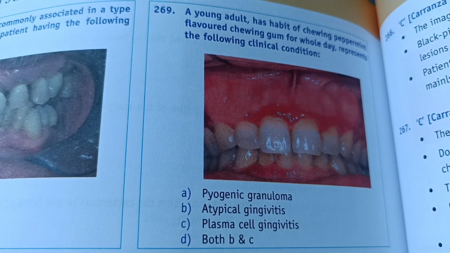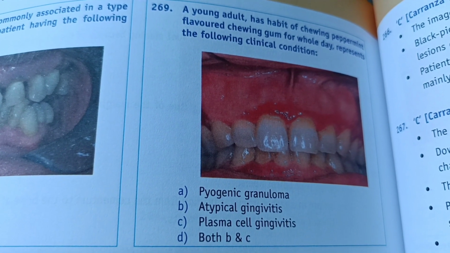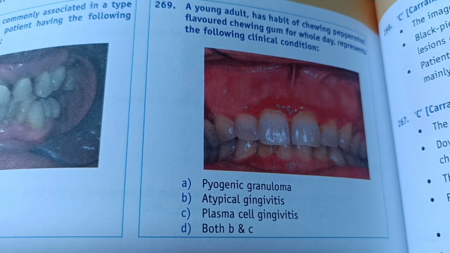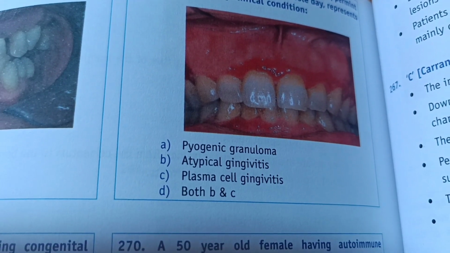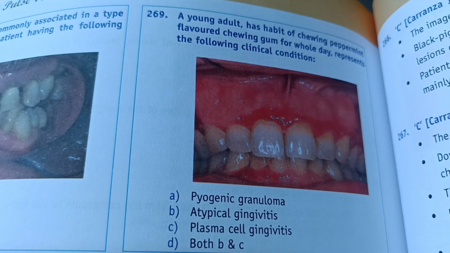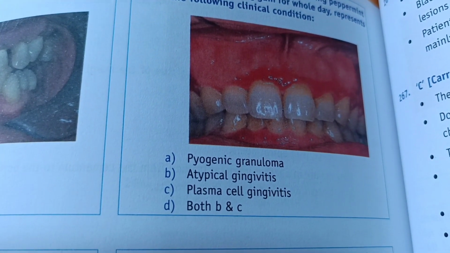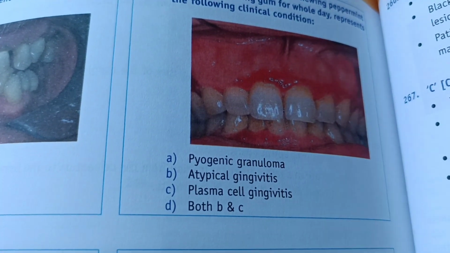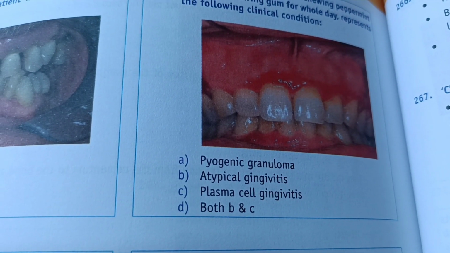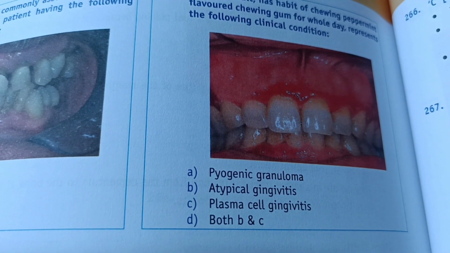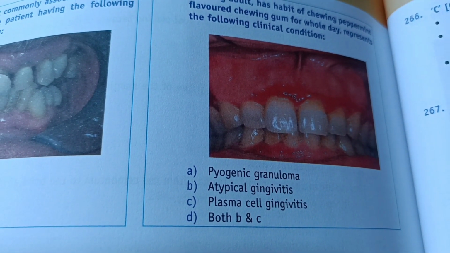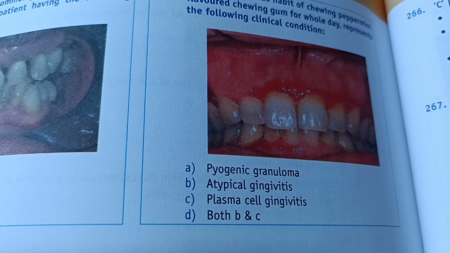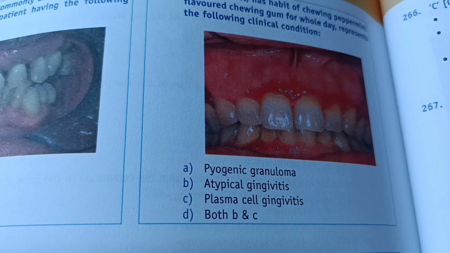Again, a very important question. A young adult has the habit of chewing peppermint flavored chewing gum the whole day. Which clinical condition does this represent? The options are A, pyogenic granuloma, B, atypical gingivitis, C, plasma cell gingivitis, and D, both B and C. The right answer is both B and C. Atypical gingivitis and plasma cell gingivitis are both correct.